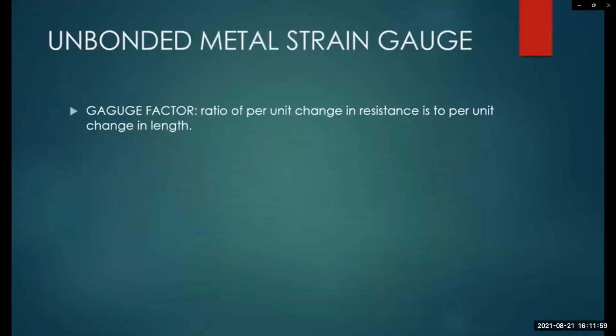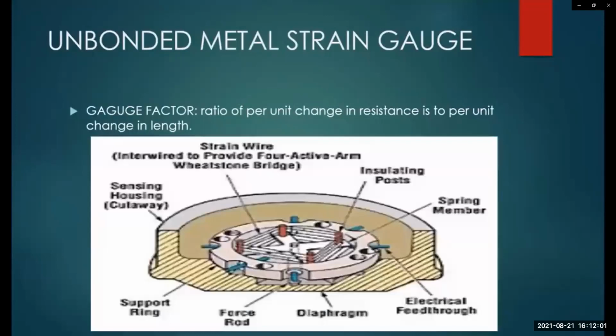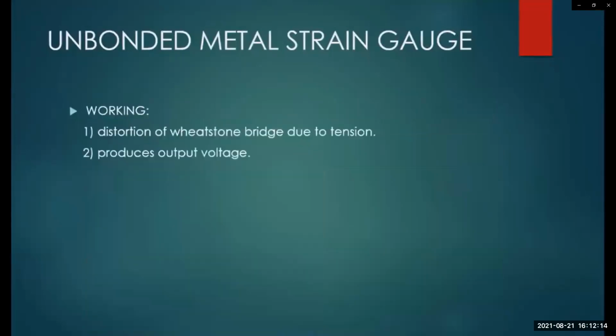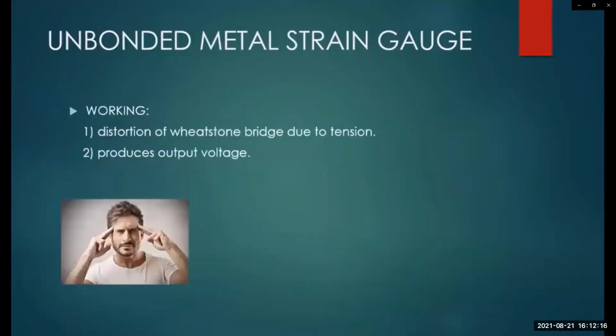Now this is how an unbonded metal strain gauge looks. It has various components such as diaphragm, force rod, strain gauge windings, spring elements, etc., and within it an arrangement of a Wheatstone bridge is set up. Now pay a little bit of concentration on the working part.